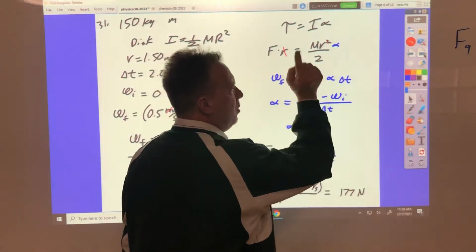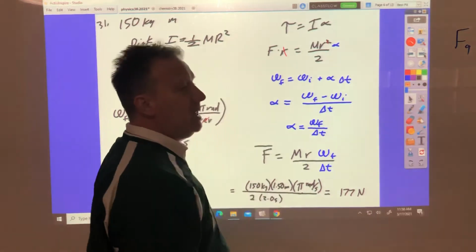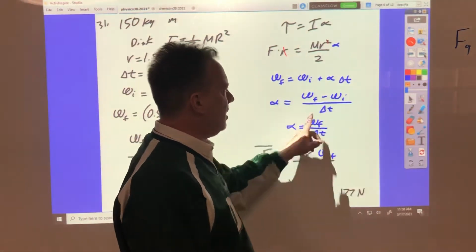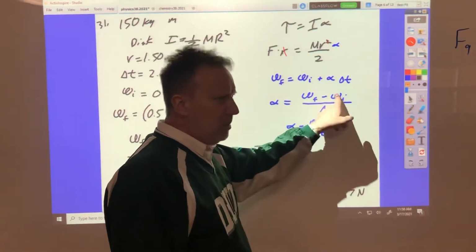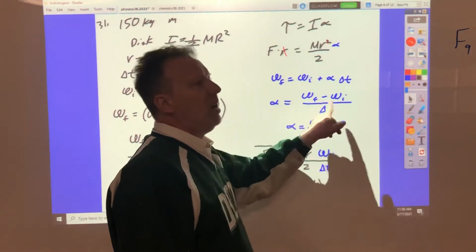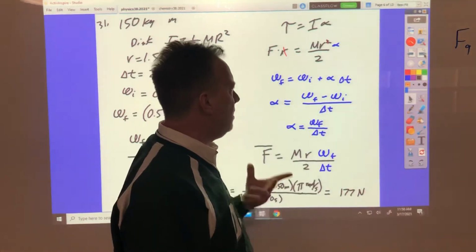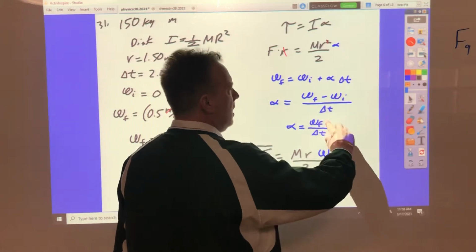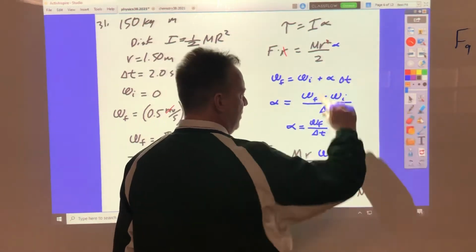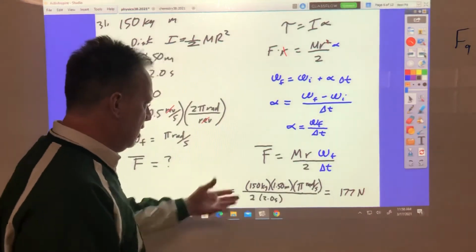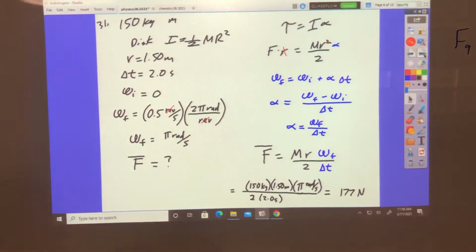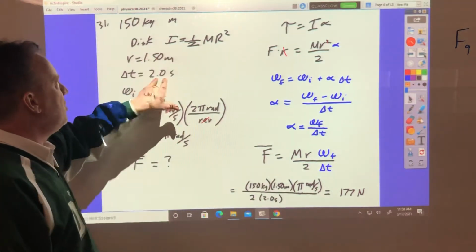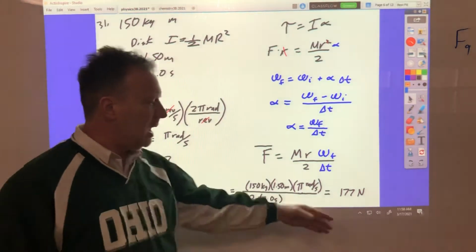Omega final is equal to omega initial plus alpha times delta t. If you subtract off the omega initial and divide by time, you get omega final minus omega initial over t final minus t initial, which is the angular acceleration. The initial is 0, so I just took it out. And then I substituted this in for alpha. Then you just put the numbers in and you're good to go. It comes out to 177 newtons. By the time you round it to the 2 significant figures you're supposed to have, you come up with 180.